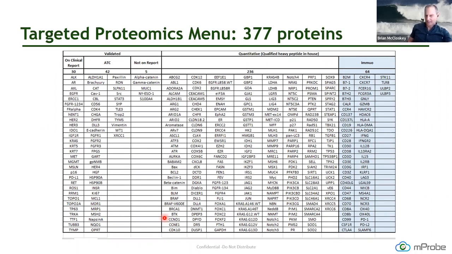I'm getting whole exome right now, so I'm going to get my RNA transcription data. Is it fair to say that I can use that as a guide to then determine which of these 377 we would want to focus on? I'm looking at the interplay between whole exome sequencing and mass spec and the proteins that you target.